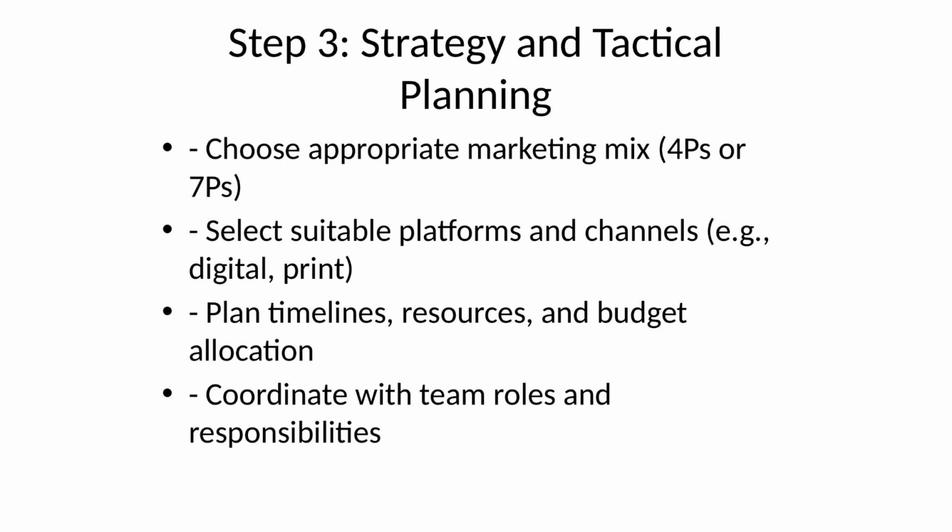Strategic and tactical planning is where objectives turn into actions. Start by selecting the marketing mix elements: product, price, place, and promotion. Depending on the task, this could expand to include people, process, and physical evidence, the 7 Ps. Next, decide which channels will be most effective, such as social media for awareness or email for retention. Resource planning includes setting deadlines, assigning roles, and estimating costs.